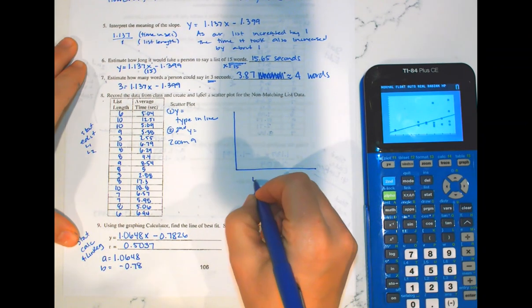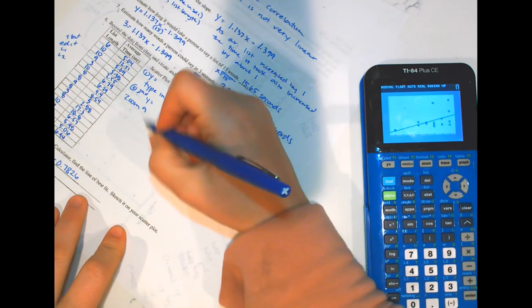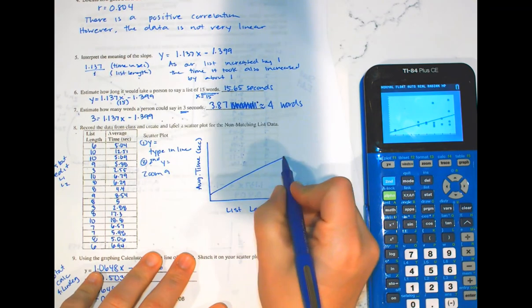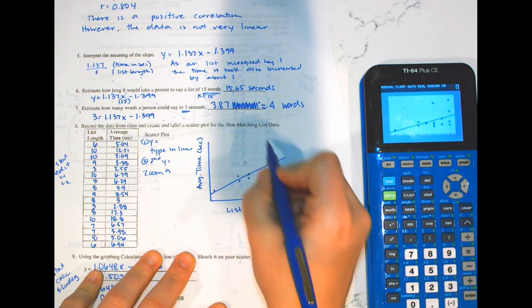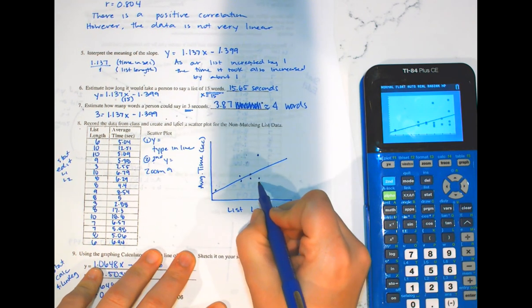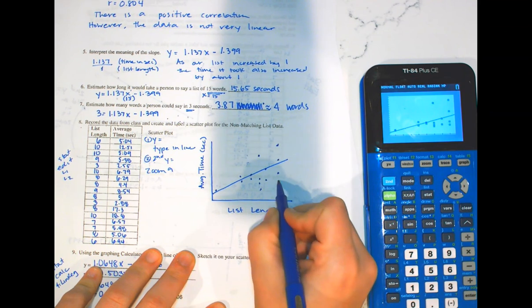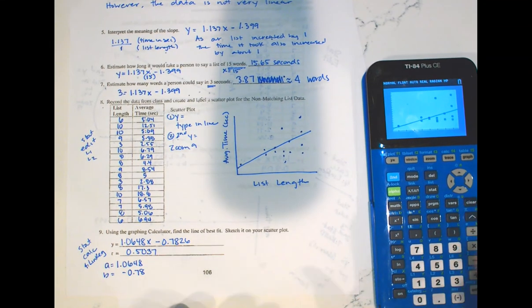Again, we're not getting super specific. All right, list length, average time in seconds. And then I got my line looking like this. And I'm just sketching out the points that I have. Just a rough estimate of what that looks like. So that matches my scatter plot enough.